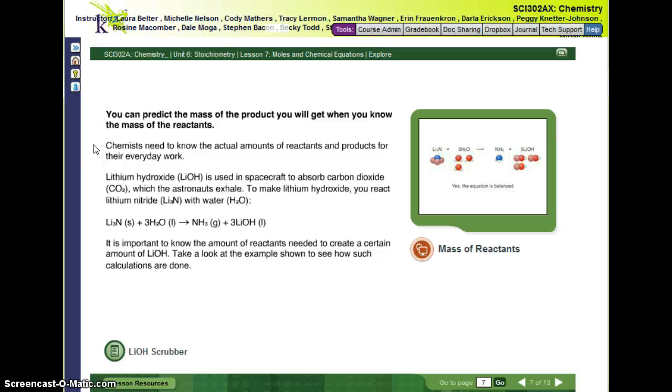Chemists need to know the actual amounts of reactants and products for their everyday work. Lithium hydroxide, or LiOH, is used in spacecraft to absorb carbon dioxide, which the astronauts exhale. To make lithium hydroxide, you react lithium nitride with water, and that's the chemical equation. Li3N as a solid plus 3 moles of water as a liquid yields NH3, which is a gas, and 3 moles of LiOH as a liquid. It is important to know the amount of reactants needed to create a certain amount of LiOH. Take a look at the example to see how it's done.